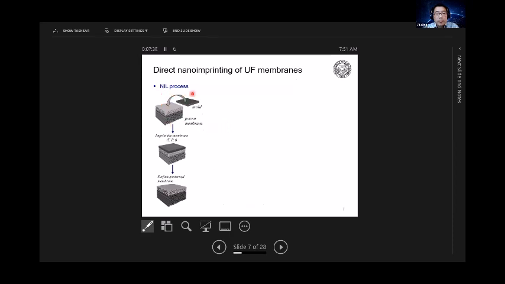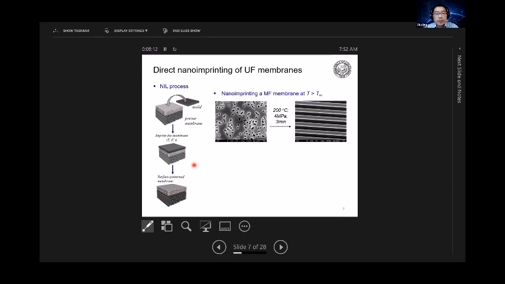Okay. So the first method we used is direct imprinting. Essentially, it's a method developed for the semiconductor industry. The processing steps are illustrated here. You can take a commercial UF membrane, which is polyethersulfone, sitting on top of PES fiber, and you have a rigid template made of things like silicon. You squeeze on top of it under controlled temperature, pressure, and time. Literally, it's a mechanical deformation or thermal embossing process. Then you remove the template, and you have your replicated structure on top of it.